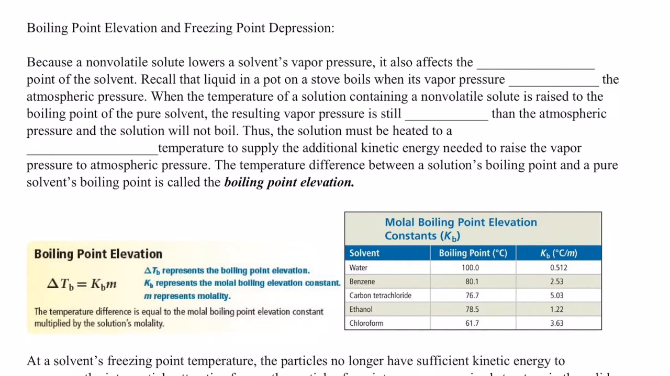On this video, we're going to continue our discussion of colligative properties. In the last video, we talked about vapor pressure lowering. Today, we're going to talk about boiling point elevation and freezing point depression. Hopefully, these will both make a bit of sense.